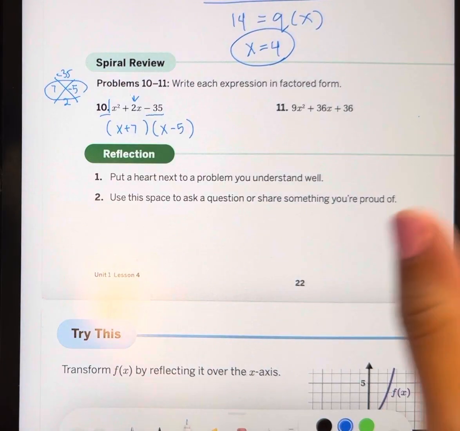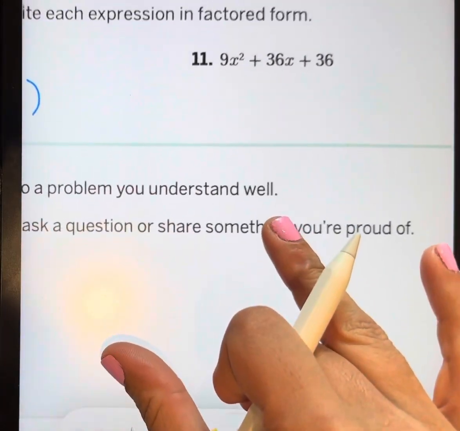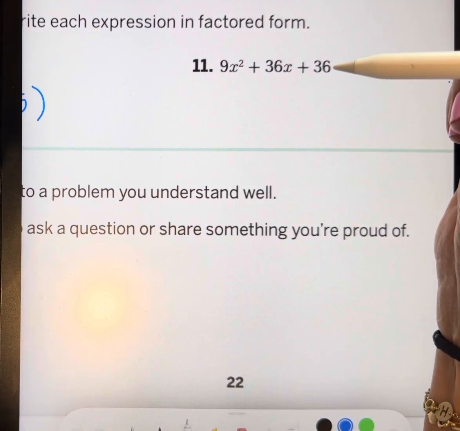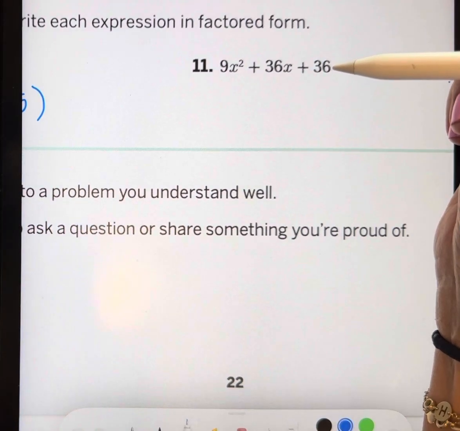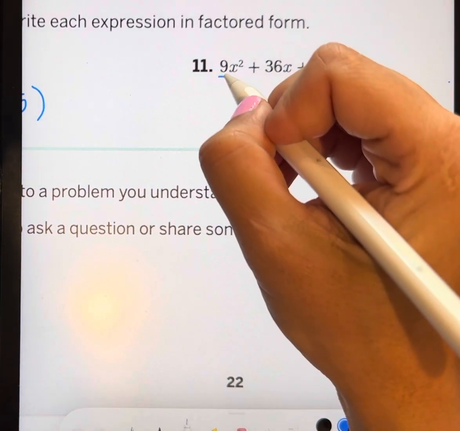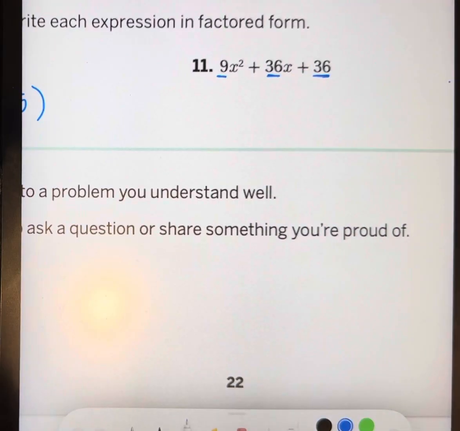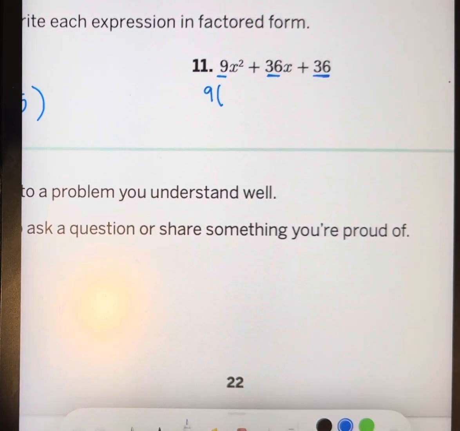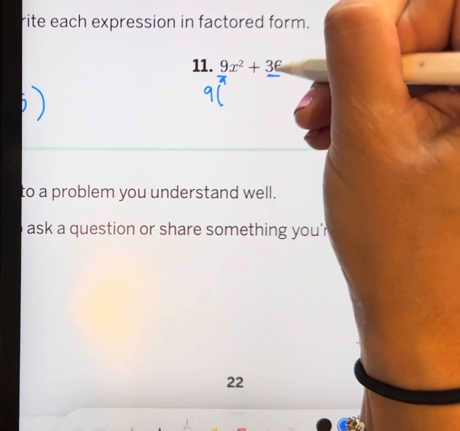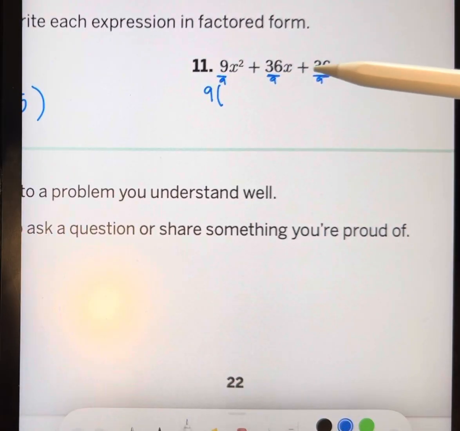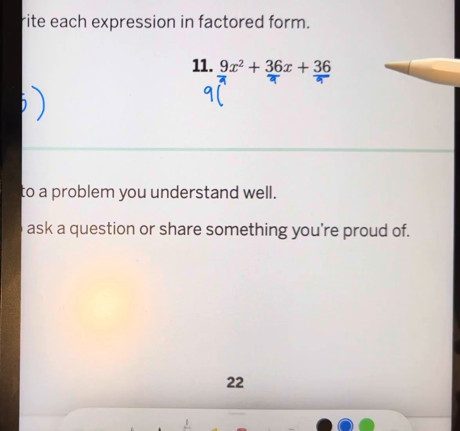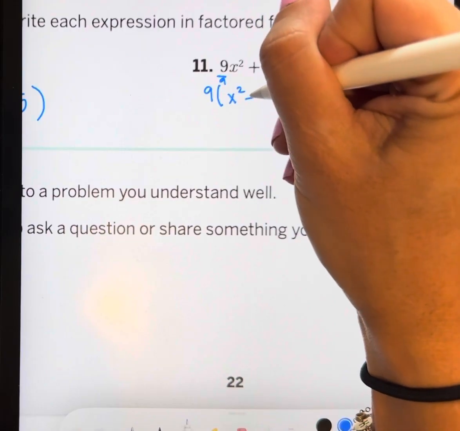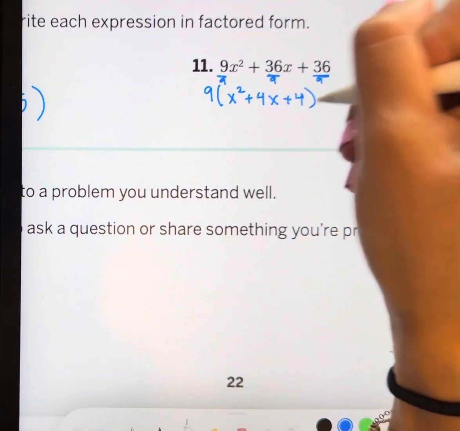Okay? Over here on number 11, I've got really big numbers here. That 9, remember, we have to multiply by the 36. It's going to make things big and ugly. However, we're lucky. Do you notice that 9, 36, and 36 are all divisible by 9? That means that I can pull a 9 out, meaning divide everybody by 9. Okay? I can't make the 9 disappear because I don't have an equal sign. So the 9's just going to hang out in the front. And I get x squared plus 4x plus 4.